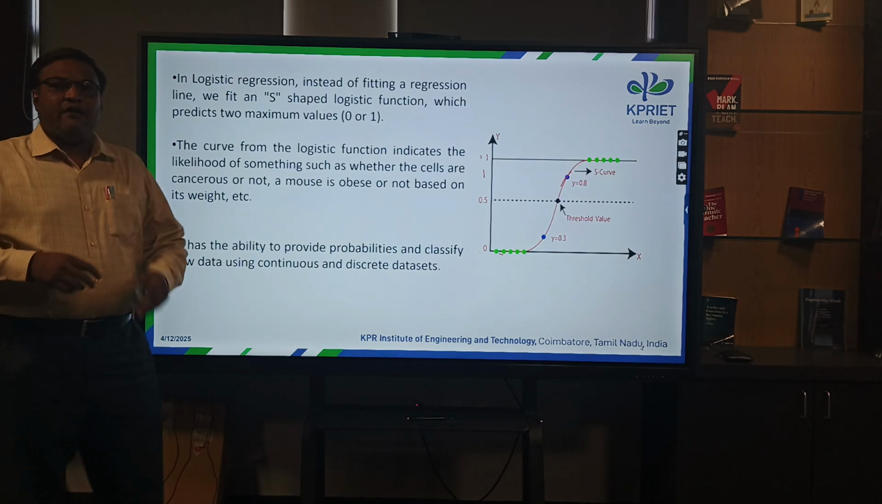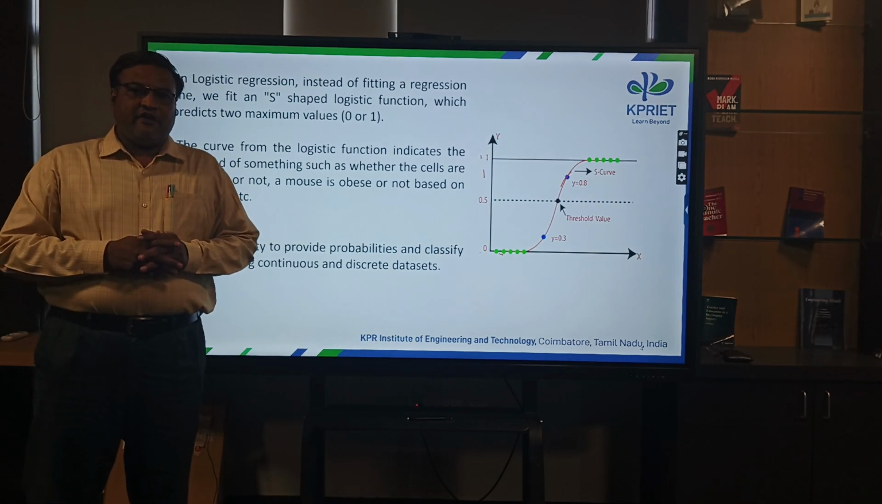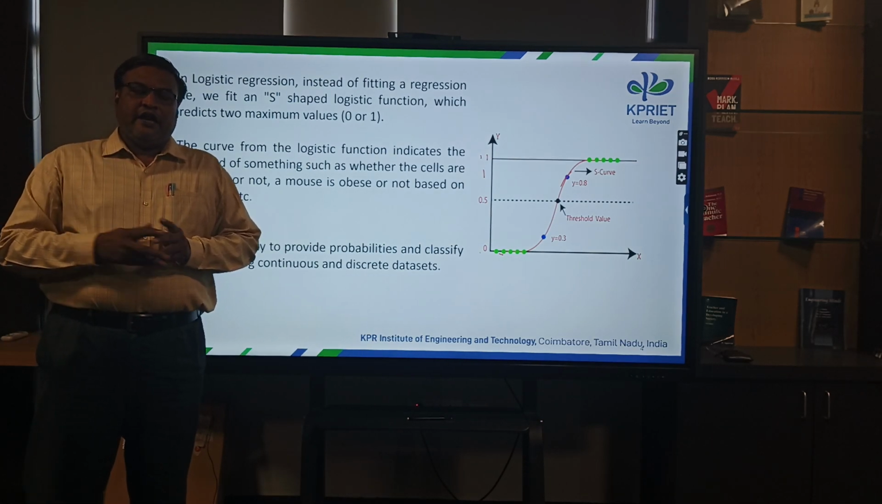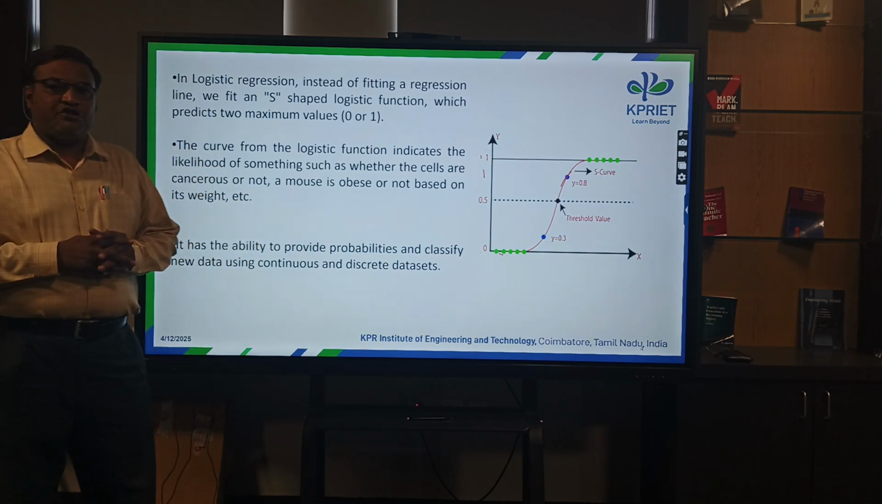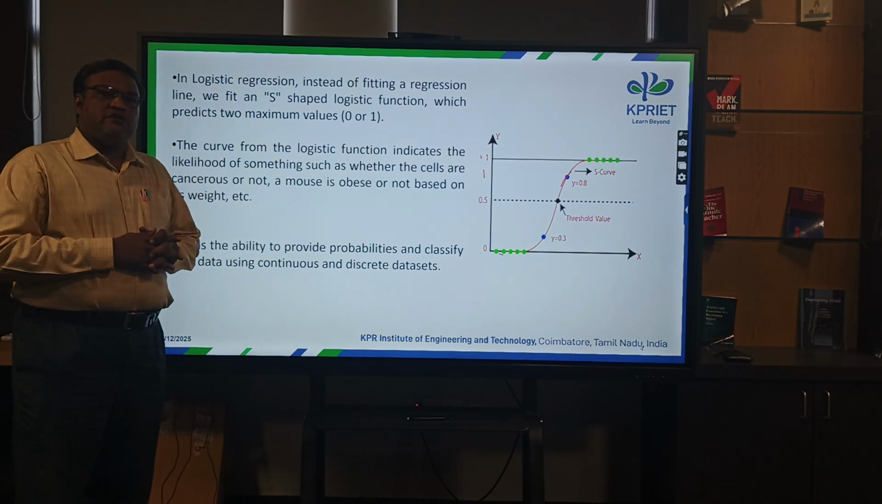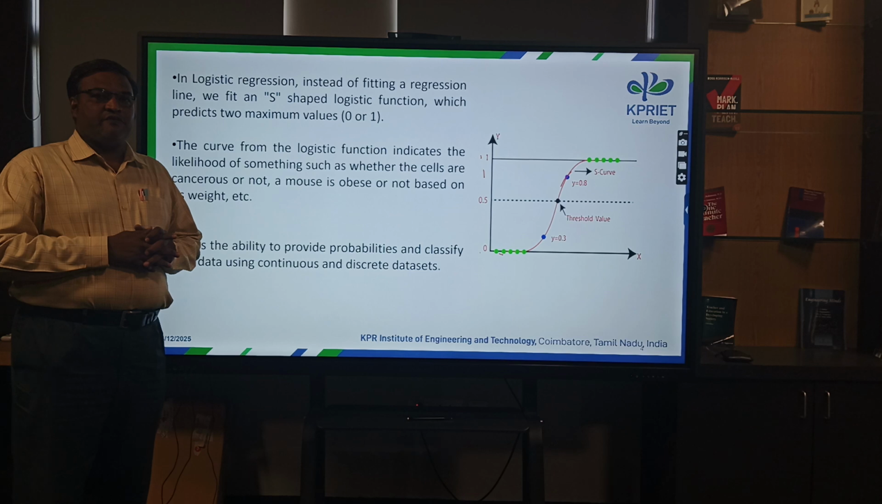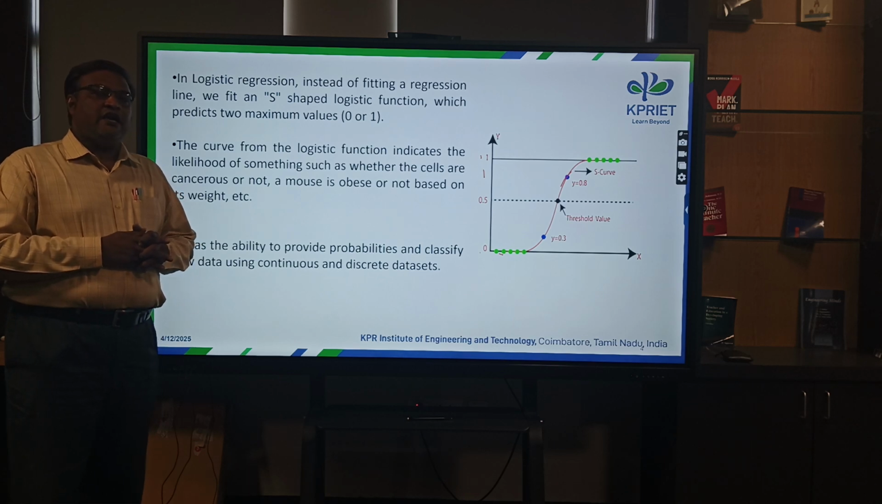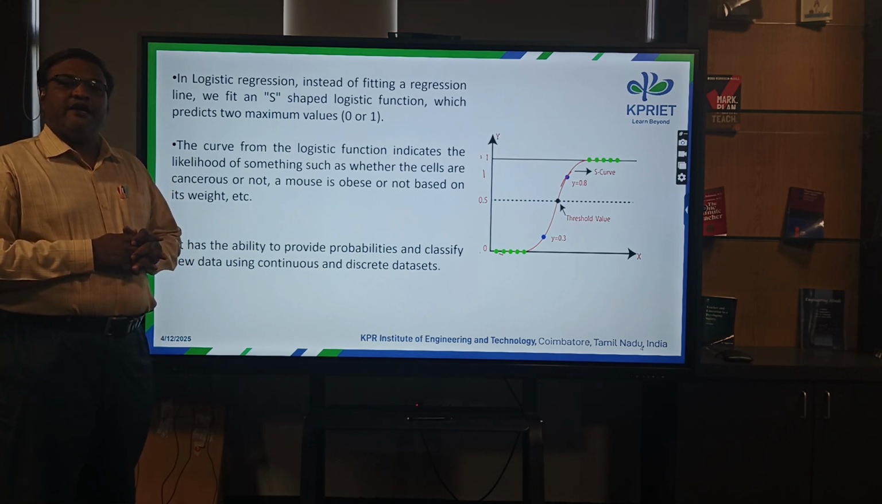What will happen when I give new data sets? Whenever I give new data sets, the model is in a position to classify both continuous and non-continuous values, that is, discrete values and continuous values.